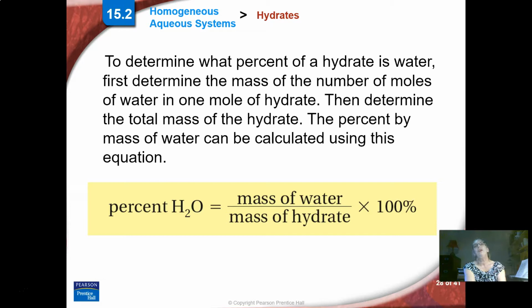So to figure out the percent water in those hydrates, we take the mass of water, divide that by the mass of the hydrate, and multiply by 100%, and that gives you the percent water in that molecule. And sometimes you'll do this in a lab.